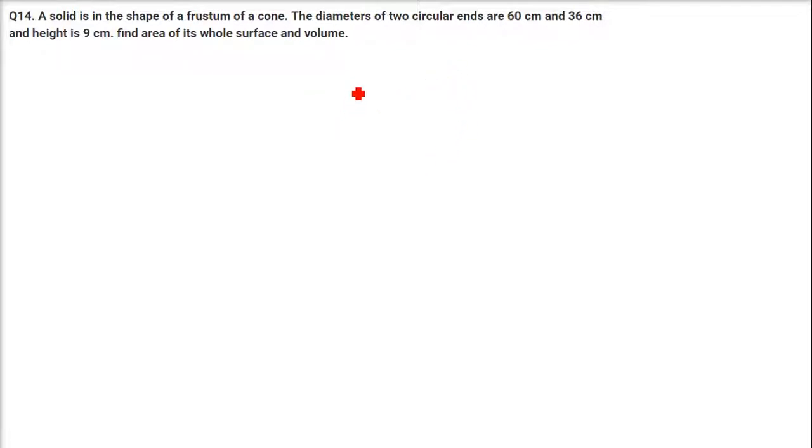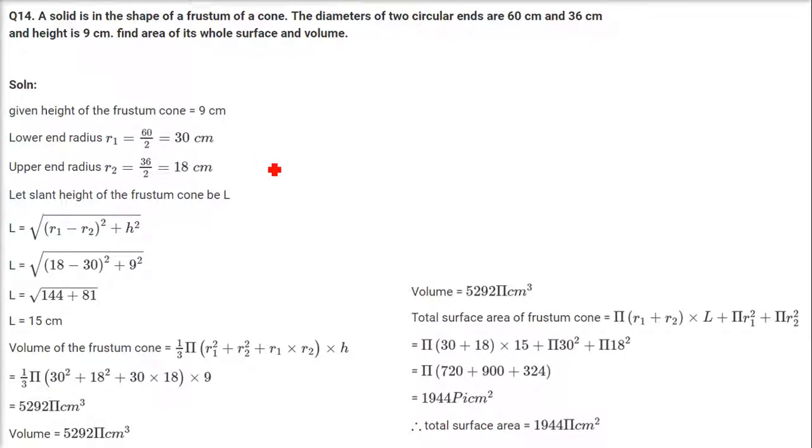A solid shape of frustum of a cone. The diameter of two circular ends are 60 and 36. Height is also given. Find the whole surface and the volume. That is, again we have to find out L. We know the formula for volume. We know the formula of total surface area. Let me make it for you so that you understand what we are doing.